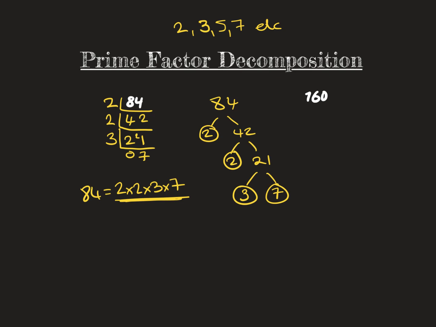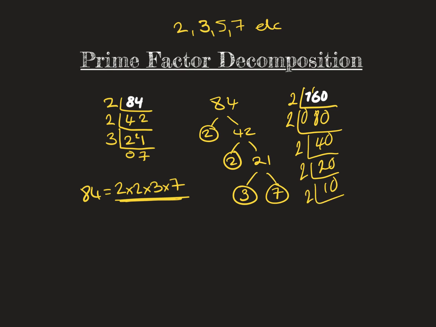I'm going to go on to 160 now, and I'm going to do the same with it. So 160, we're going to start off by dividing by 2. 2 into 1 doesn't go, 2 into 16, well 2 8s are 16, and 2 into 0 doesn't go, so that's 80. And then I can divide that by 2. 2 into 8 goes 4 times, so that's 40. Then divide by 2, so 2 into 40 is 20. Then divide by 2, so 2 into 20 is 10. And I can divide that by 2, and 2 into 10 goes 5 times.